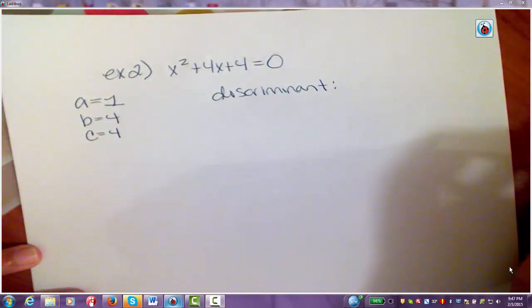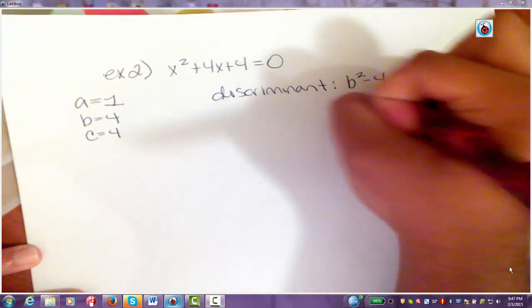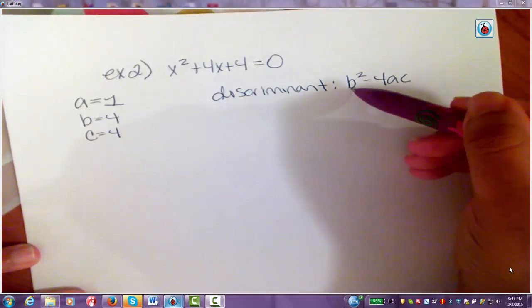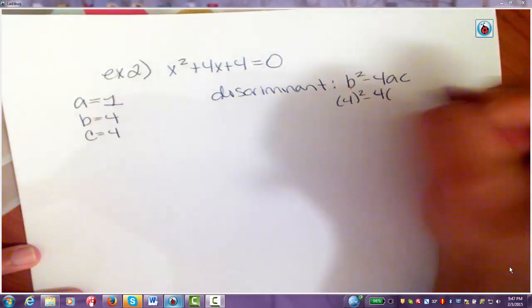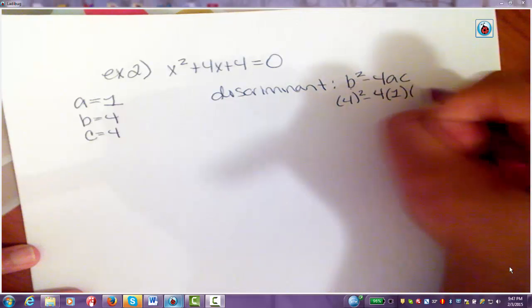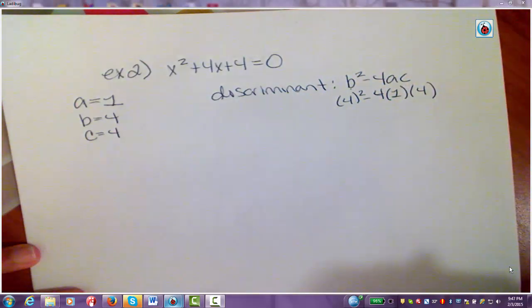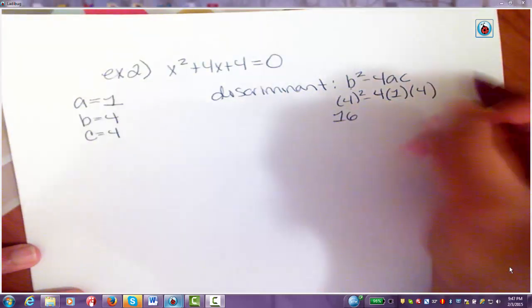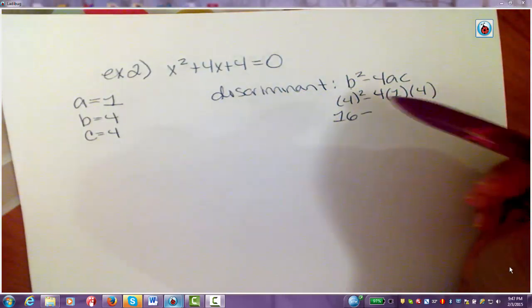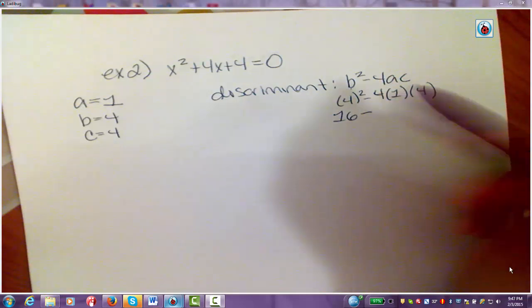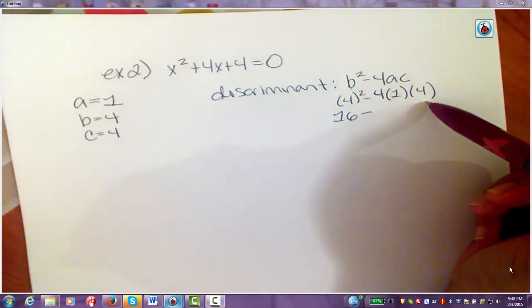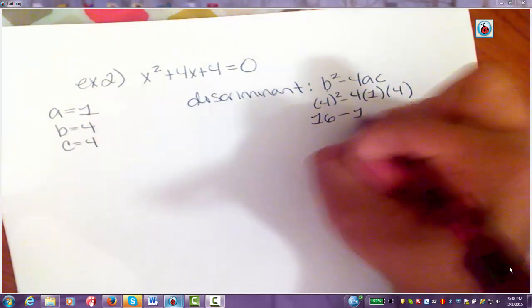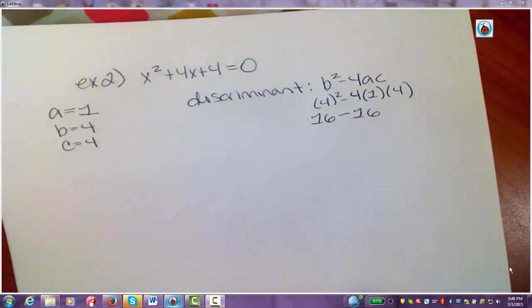And remember, the discriminant is b squared minus 4ac. So our b is 4, so 4 squared minus 4ac. Now we simplify. So 16 minus 4 times 1 is 4. Well, negative 4 times 1 is negative 4. Negative 4 times 4 is negative 16. So 16 minus 16, and then 16 minus 16 is 0. So our discriminant is 0.